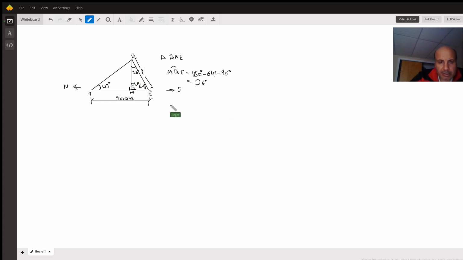And so we also know in triangle HBM that the angle HBM, which I also put right above B because that's a vertex, is equal to 180 degrees minus 49 degrees minus 90. So that comes to 41 degrees.